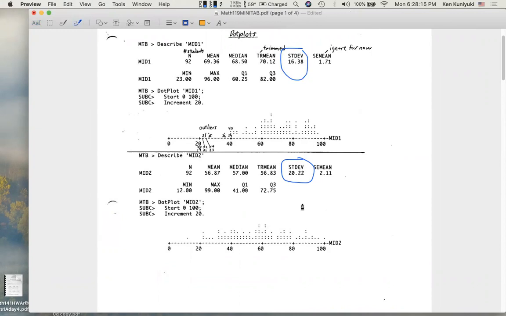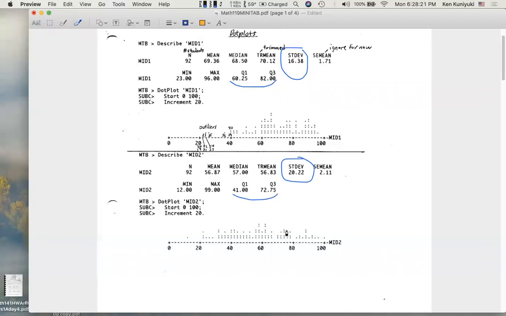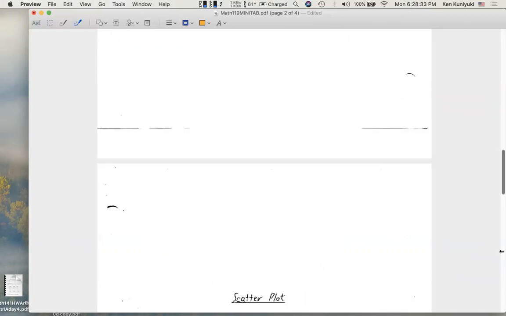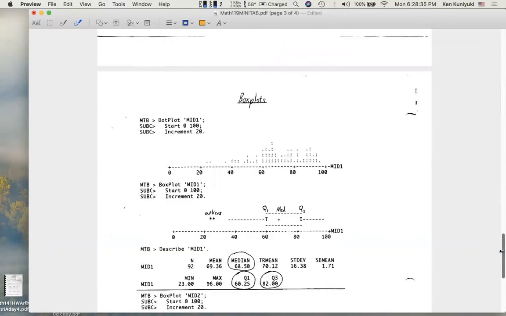Also, look at the IQRs. It's 22 points over here, it's 32 points over here. Stem and leaf plot, a stem plot, lots of scores in the 60s. Here are the high 60s, here are the low 60s. We have about a bell shape, roughly. We'll do scatter plots later.